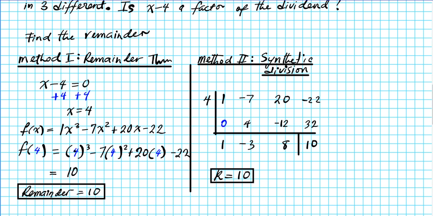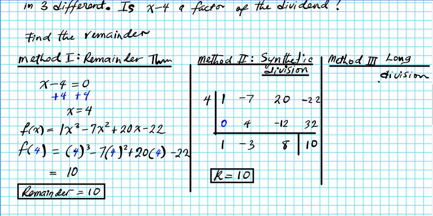Now the last method we're going to use to find the remainder is the long division method. Okay, so let's go ahead and do that. Method 3, long division. Okay, long division, this is the longest method. Think about the name. So let's go ahead and set it up.